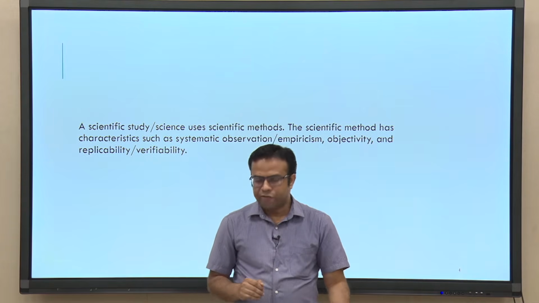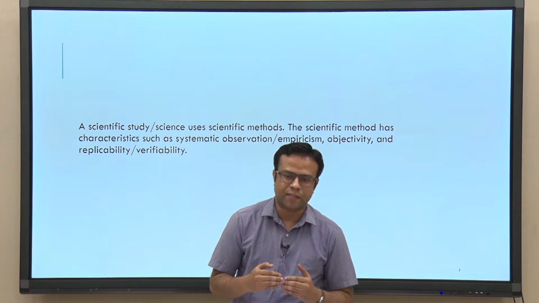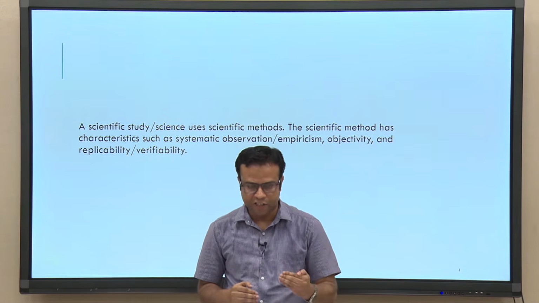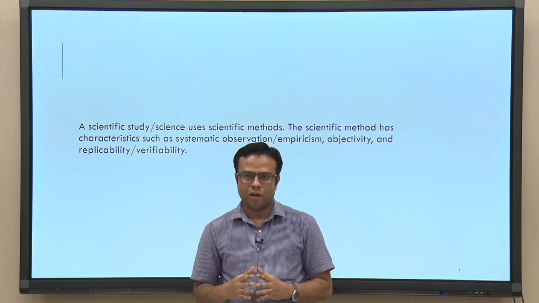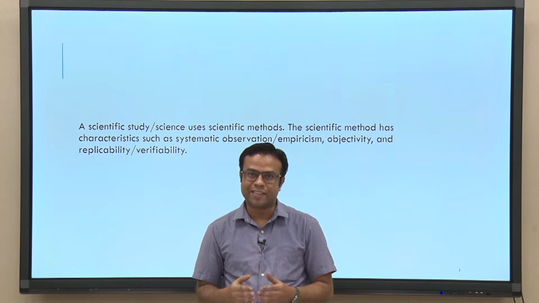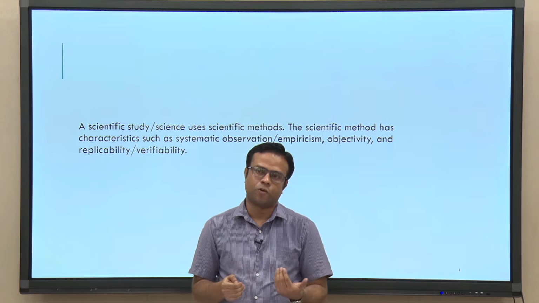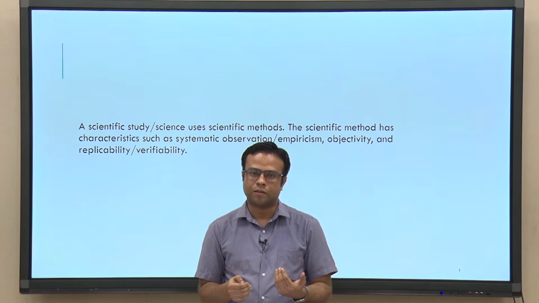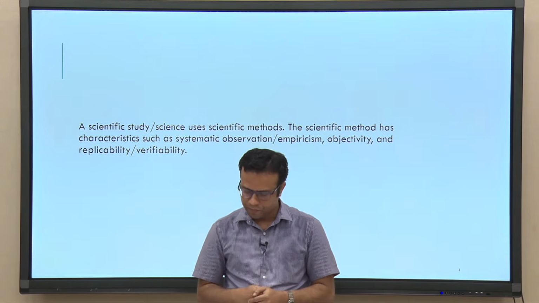So, these are very important characteristics of a scientific discipline. So, when we say psychology is a scientific study, the idea is that psychology tries to use all these characteristics to gather its information, and all the contents that we study in psychology are basically concluded using those scientific methods.